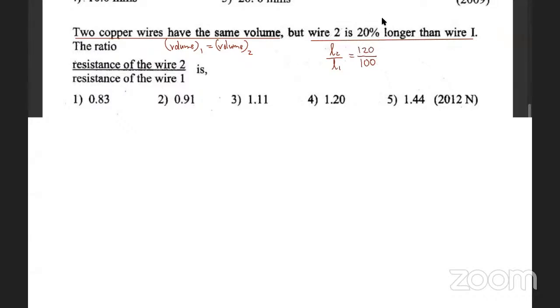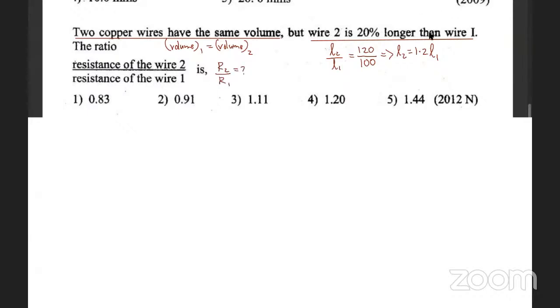If they had said 15% shorter, you would put 100 for L1 and 85 for L2. That's the way you compare percentages. We have done this many times in other units also. So L2 equals 120 over 100, which is 1.2. L2 is equal to 1.2 L1. That's the relationship between the lengths. We don't know the relationship between the areas, but we can find that out. The question is the resistance of wire 2 over wire 1, so we are supposed to find R2 over R1.